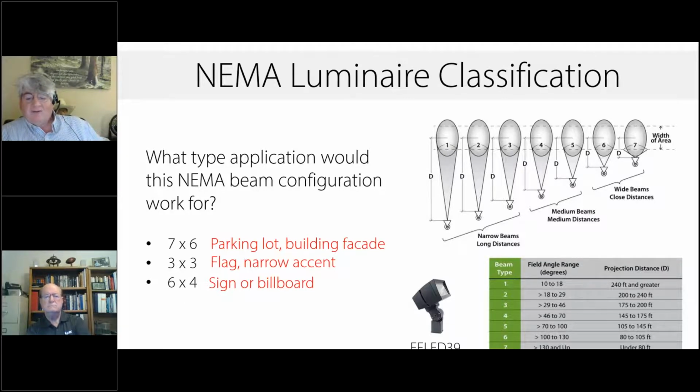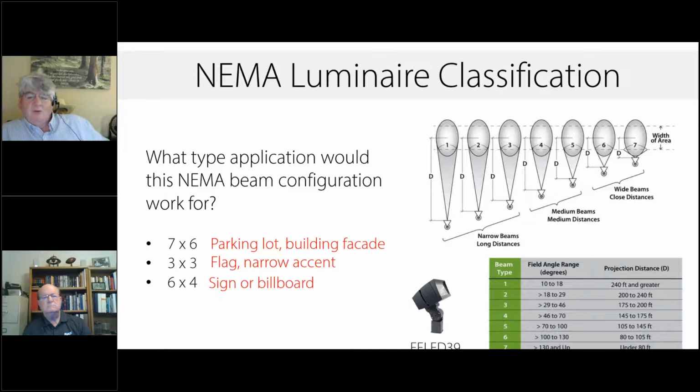And you can see the distance this projects out. If I have a 3x3, I can project 175 to 200 feet. If I have a 7x6, I'm projecting out to somewhere around 80 feet. So if I'm going to light up a parking lot, a nice wide 7x6 is going to be a really good choice. If I'm lighting up a building facade, nice wide distribution, keep the fixture a little bit closer, it's a good option. If I have to be 200 feet away from the building and I want to light up a sign on the side of the building, maybe I'm looking at a NEMA 3x3. That's kind of how you have to pick and choose.